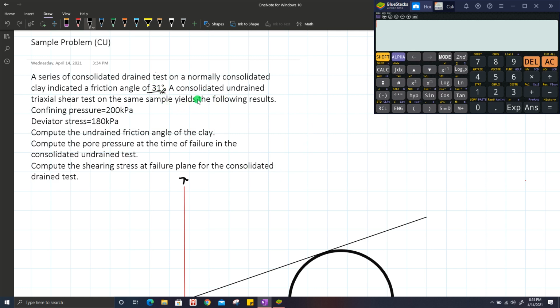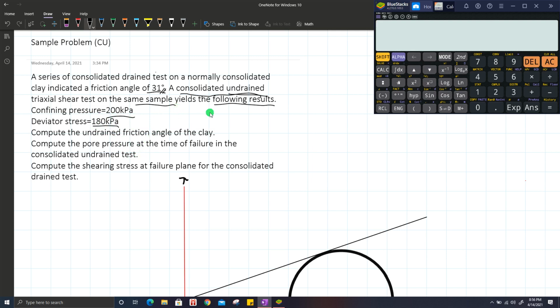Then another test is conducted on the same soil, pero undrained na siya. It is on undrained condition, ibig sabihin saturated siya. So on the same sample yields the following results: confining pressure 200 kilopascal and 180 kilopascal. So dito class, this is a consolidated undrained type of soil.